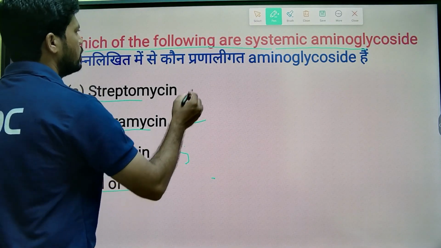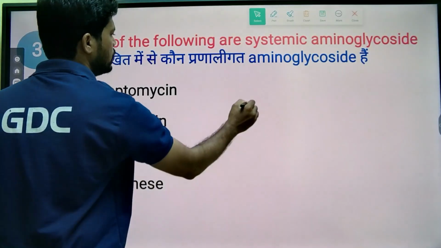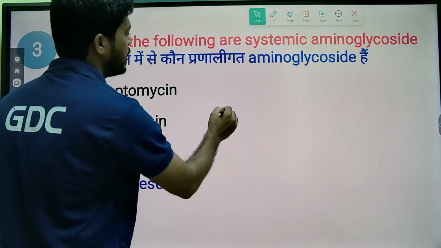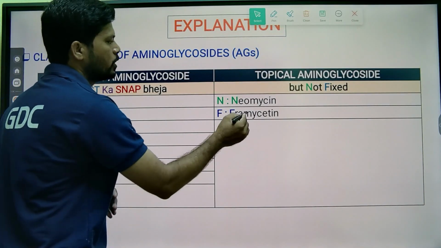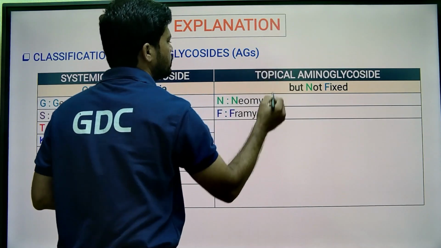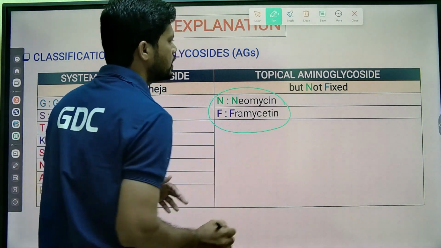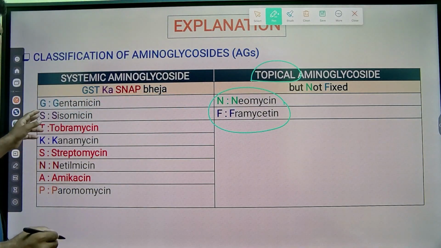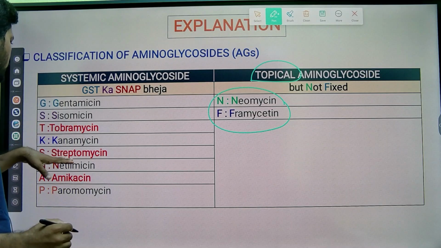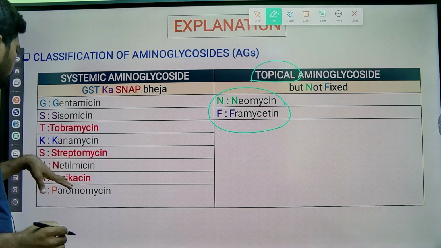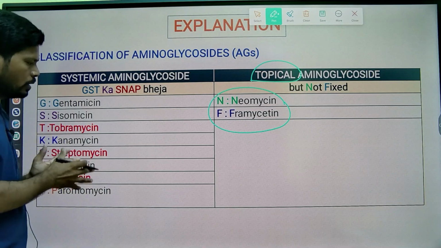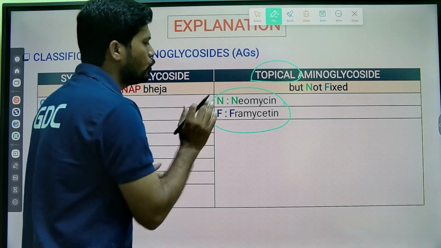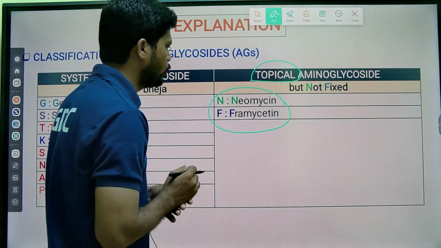So the answer is all of them. Streptomycin, tobramycin, amikacin, all of these are taken by the systemic route, parenteral route. And if you observe, only neomycin and framycetin are taken by the topical route of administration, and the remaining aminoglycosides, gentamicin, sisomicin, tobramycin, kanamycin, streptomycin, netilmicin, amikacin, paromomycin, are taken by the parenteral route, which is nothing but systemic. And topical only two examples: neomycin and framycetin.